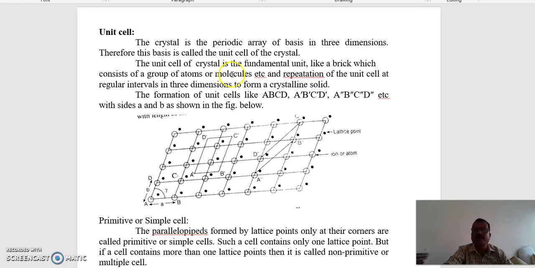The unit cell of the crystal is the fundamental unit, like a brick, which consists of a group of atoms or molecules. A repetition of this unit cell at regular intervals in 3 dimensions forms a crystalline solid. The formation of unit cells like A, B, C, D, A dash, B dash, C dash, D dash, A double dash, B double dash, C double dash, D double dash, with sides a and b, can be shown here.